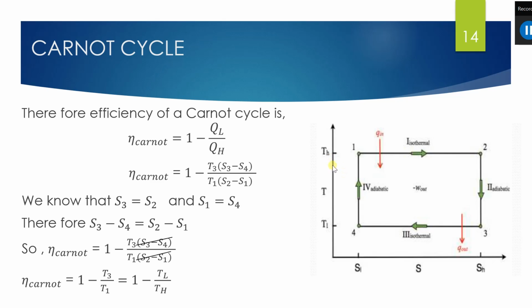And from this temperature entropy graph, we can see that the entropy S3 and S2 remain the same, or S3 equals S2, and S1 equals S4. Because of that, S3 minus S4 will be equal to S2 minus S1, so these two terms cancel each other, and what we get is 1 minus T3 by T1, where T3 is the lower temperature and T1 is the higher temperature, that is equal to 1 minus TL by TH.